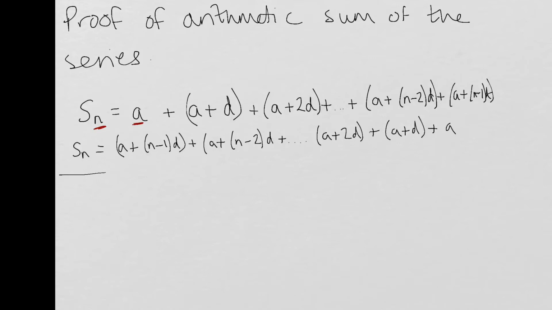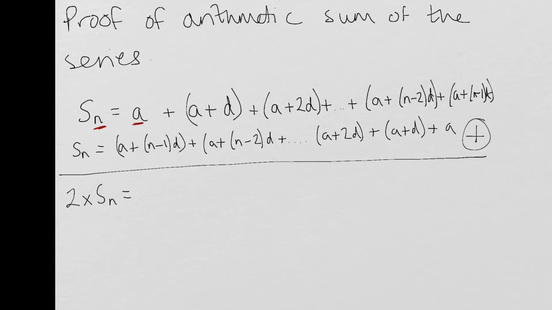Now let's say I was then going to take those two lines and add them together. I would have the sum of the series twice, so 2 lots of the sum of n. And then if I collected all of my terms, notice how here I've got an a and an a, so I would have a twice, and then putting the rest of them together, I would have n minus 1 times the difference, and I'd have that n times.